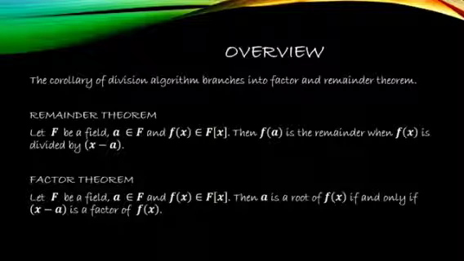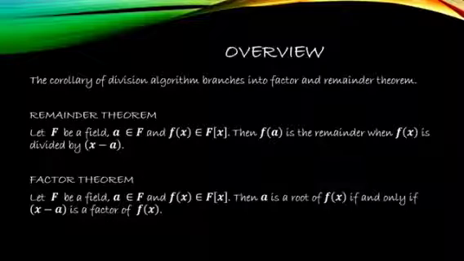So overview. The corollary of the division algorithm branches into the factor and remainder theorem. That's very important. A corollary is nothing but an extension of the theorem. Division algorithm, everyone knows it. I've repeated it several times in my third and fourth lecture videos. The division algorithm says the dividend is equal to the divisor times the quotient plus the remainder. From there, the corollary, the extension of the division algorithm, has branched out as the factor theorem and the remainder theorem.